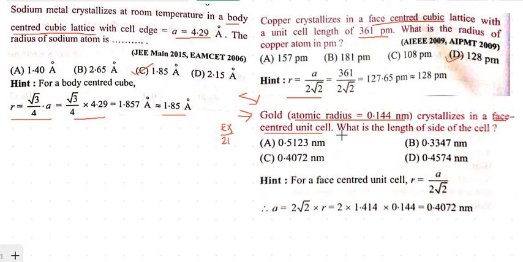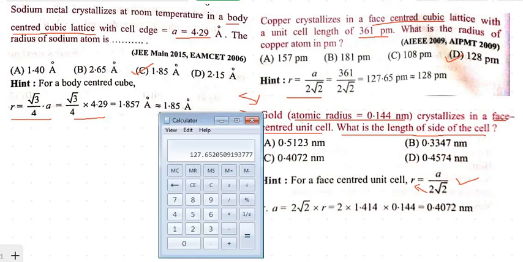Okay, so what is asked of you? The value of a. For a face centered, we know the formula r is equal to a divided by 2√2. So a becomes 2√2 r if you cross multiply this, and simply substituting the value of r will give you the answer. So let us calculate using the calculator. a is equal to 2√2 r, and we can use 2 into 1.414 into the value of r, that is 0.144.